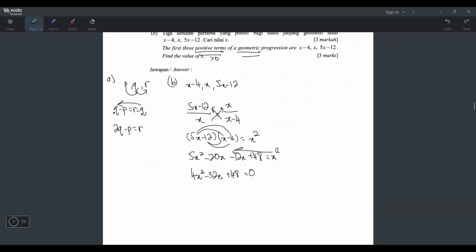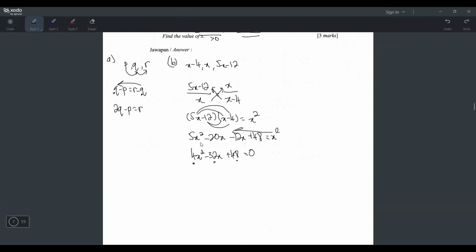Just right. Okay, before you use the calculator and press the ABC, you check first. Your ABC now, they all can divide by 4, right? They all can be simplified. So if you can simplify, you should simplify. Divide by 4, negative 32 becomes negative 8, and 48 divided by 4 is 12. After you reach here, then you press the calculator, and you will get two answers, 2 and 6.